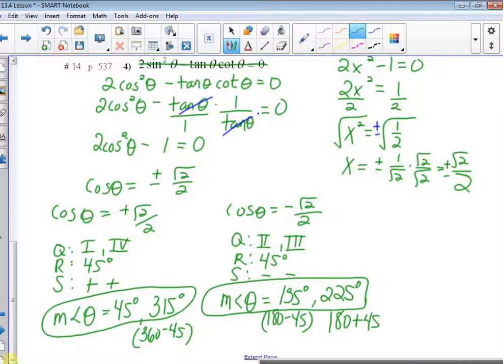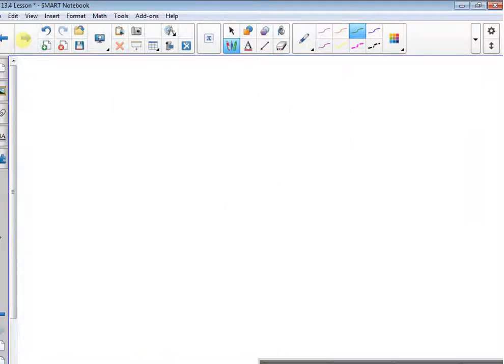Okay, so let's take a look at one more. We've got a few more minutes. You can just add this somewhere. So 2 cotan squared theta plus 3 equals 3 cosecant theta. Okay, now on this one, it's a little trickier.